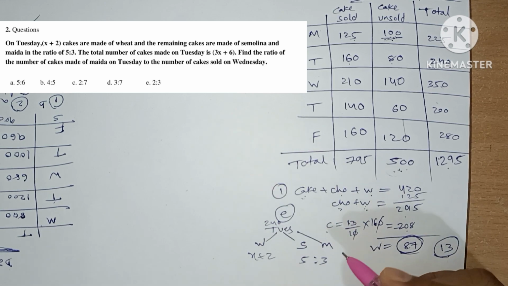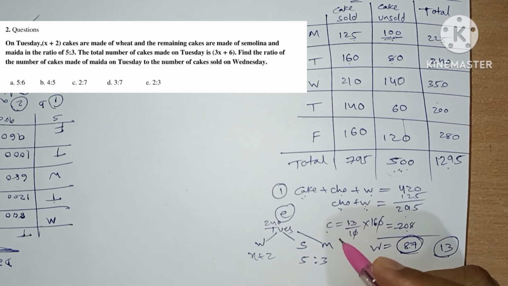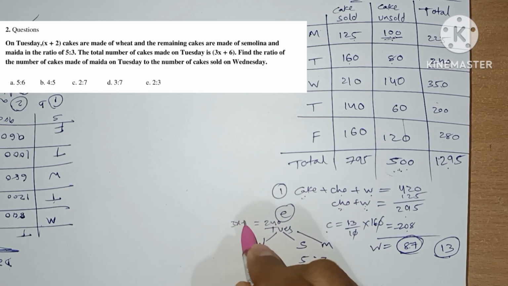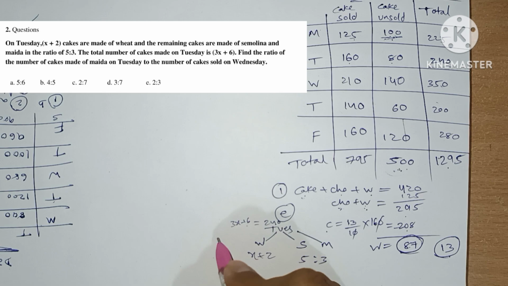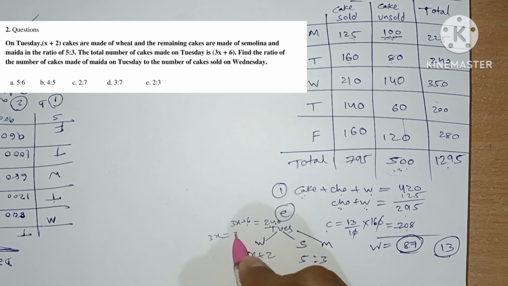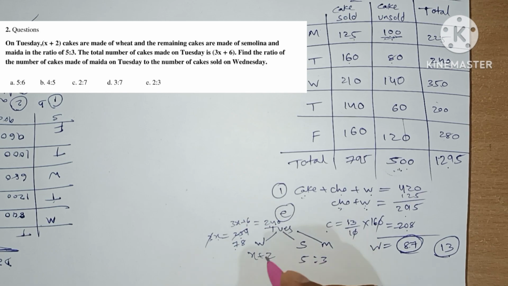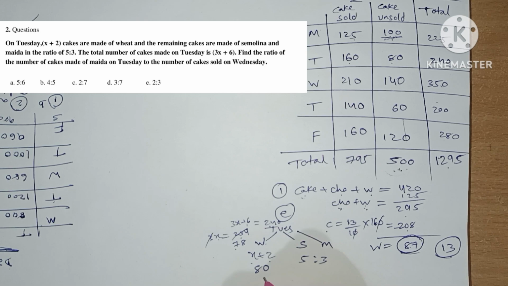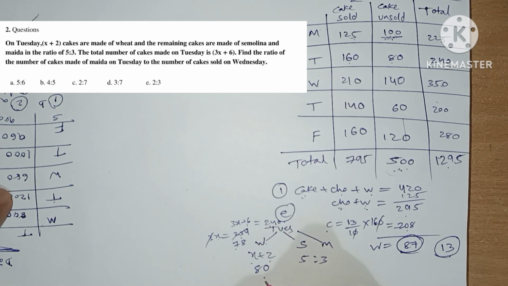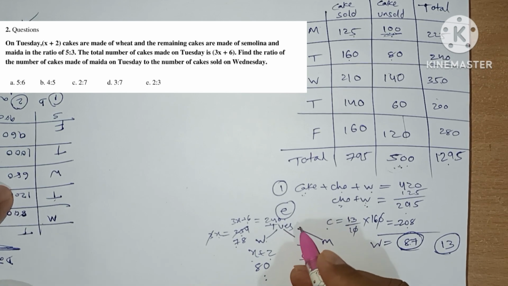In the question, the next statement says that the total number of cakes made on Tuesday, meaning 240, is represented as 3x plus 6. So 3x value will be, 6 comes to this side with minus, 234, so 3 times 78. So x value is 78. So wheat will be 78 plus 2, which is 80. Wheat made is 80. So from 240, 80 is done, meaning we are left with 160.